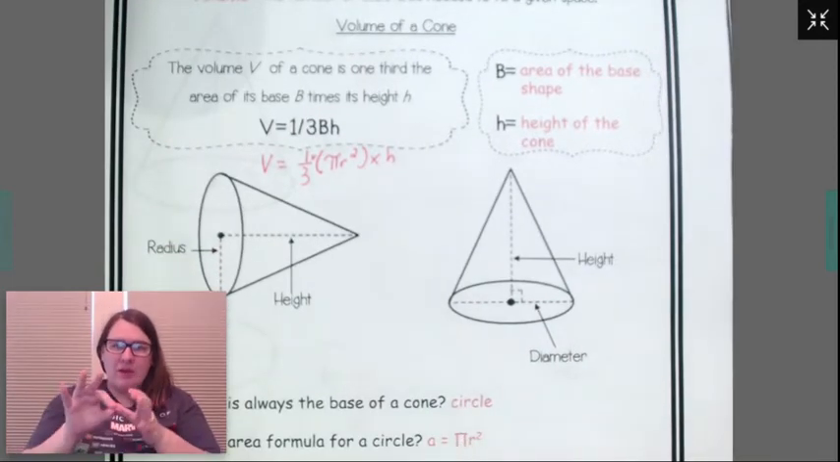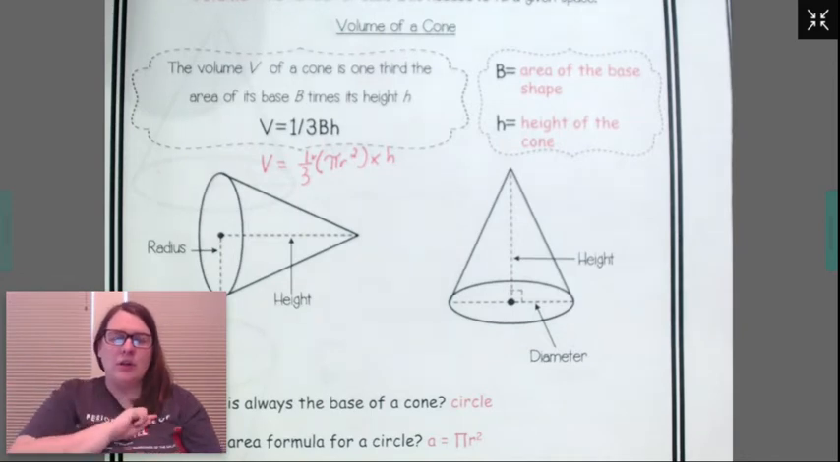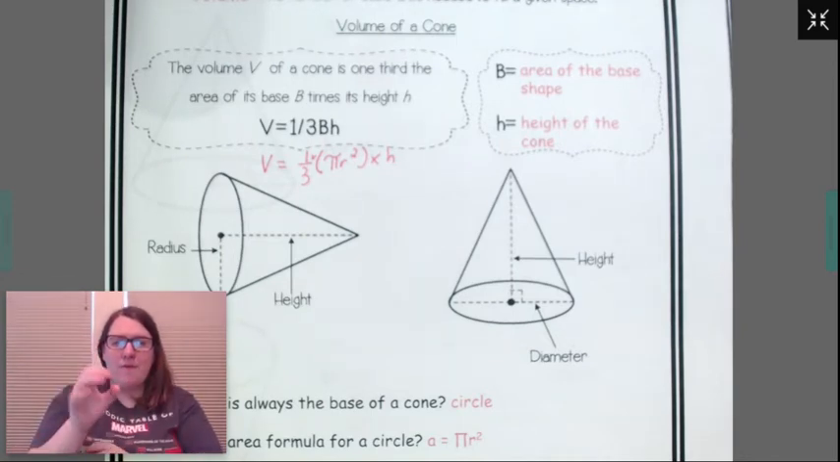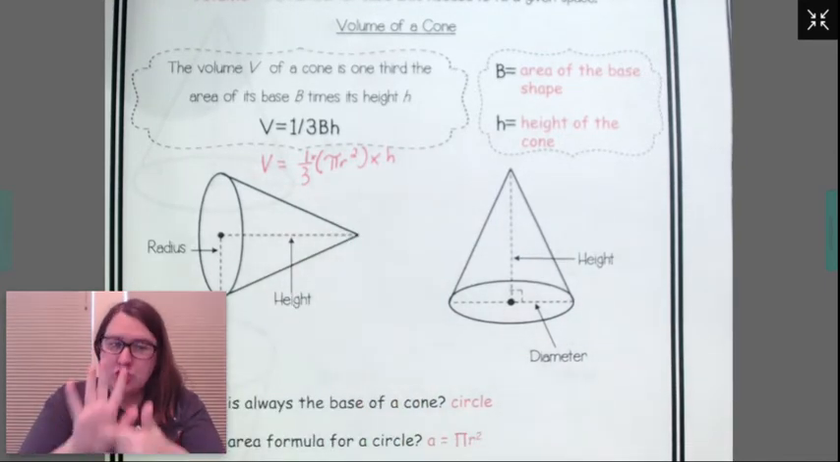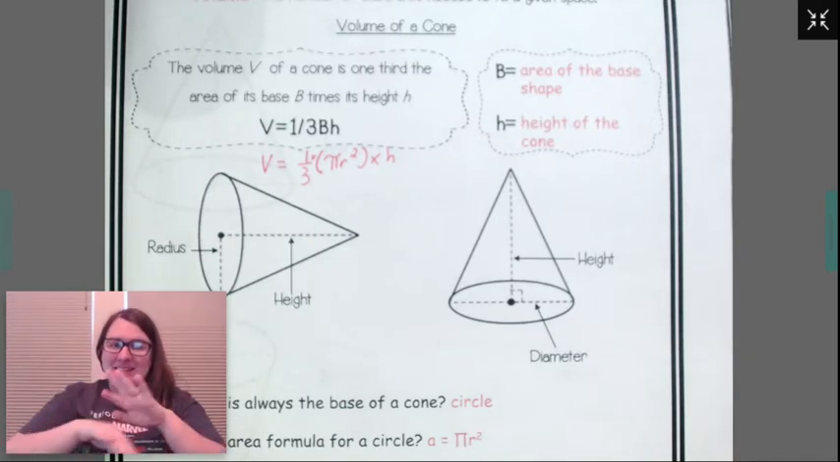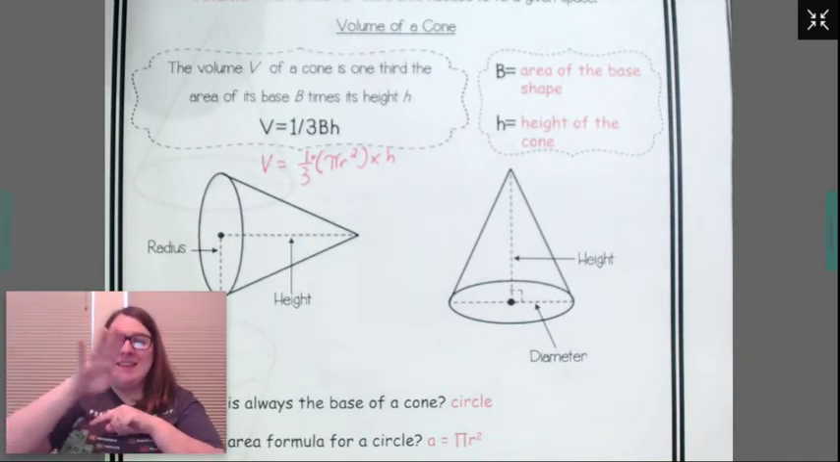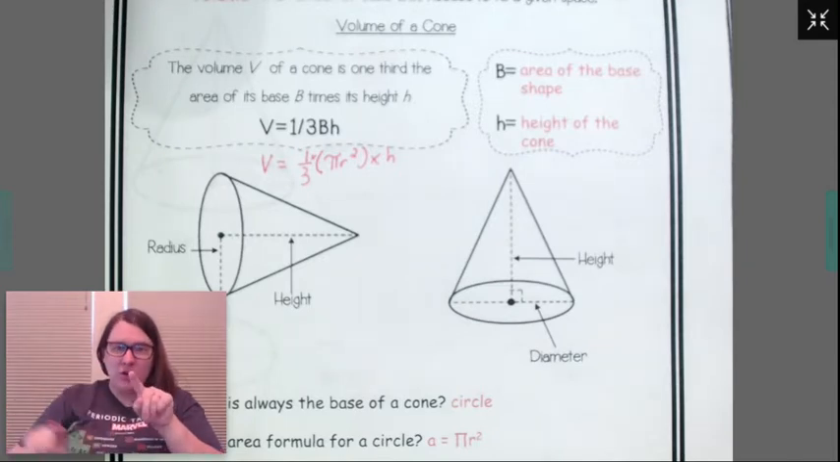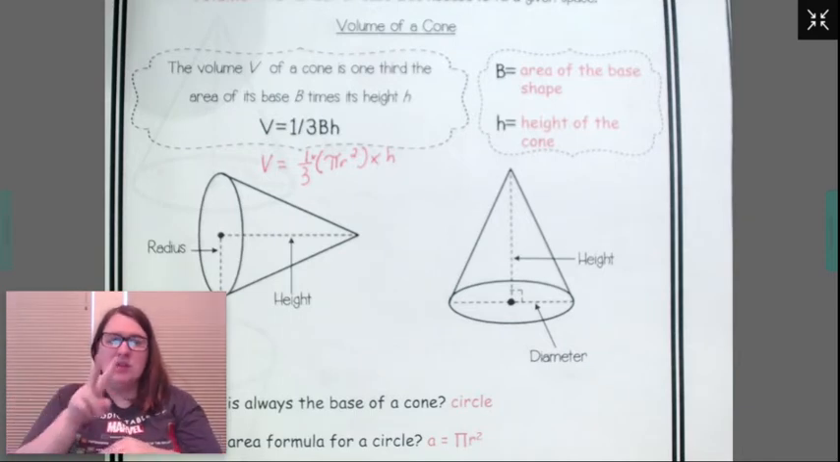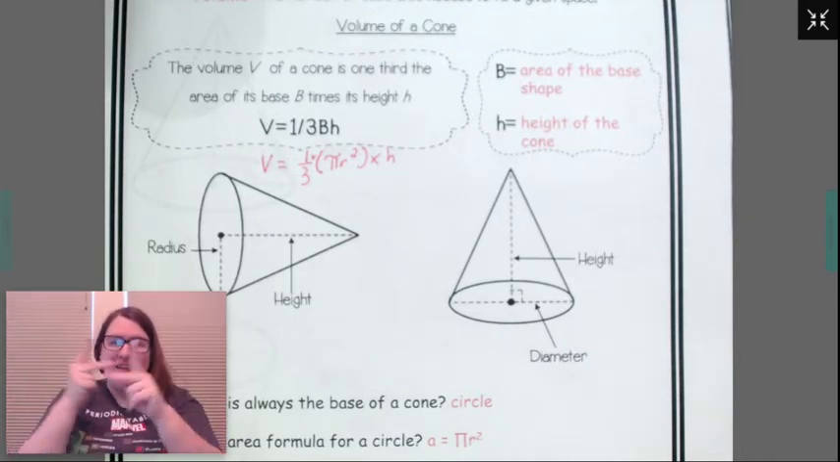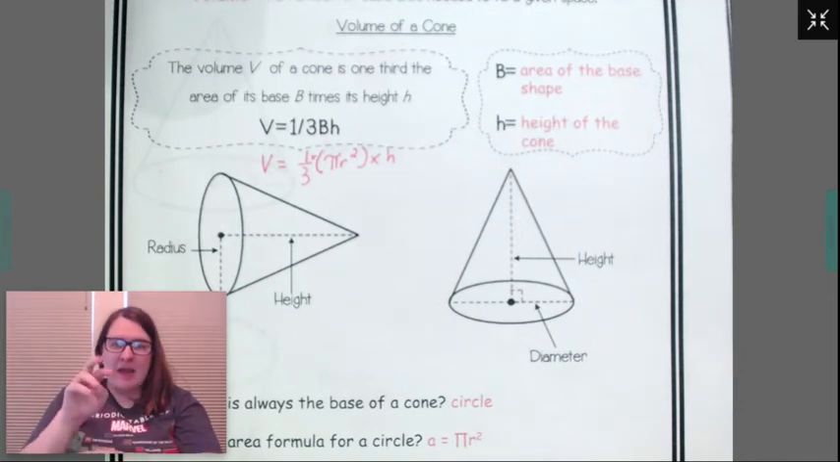So for volume of a cone, our formula is V equals 1/3 times base times height. Now, I've written it differently to show you because our base is a circle. So we need to find the area of the circle and then multiply it by 1/3 and the height. So volume equals 1/3 times pi r squared times h.